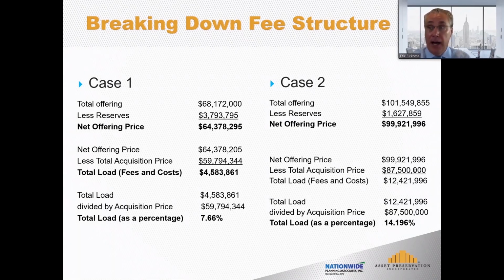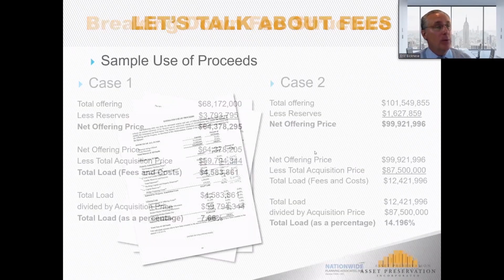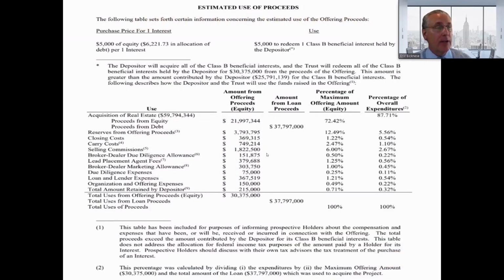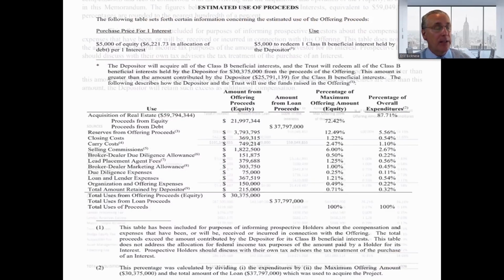Did they get a really good buy? I don't know. We're not doing that kind of analysis right here. I'm just showing you how the two different deals look and how these fees are structured. So this 14.19%, that's what this property has to overcome in order for you to be profitable when this property eventually gets sold. It's called the estimated use of proceeds page. All the information is there. You just have to pull it and do a simple calculation.